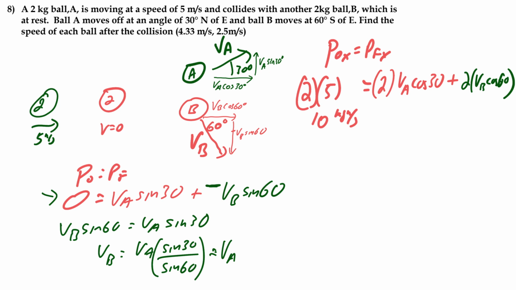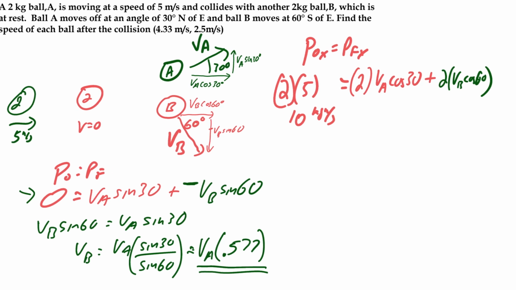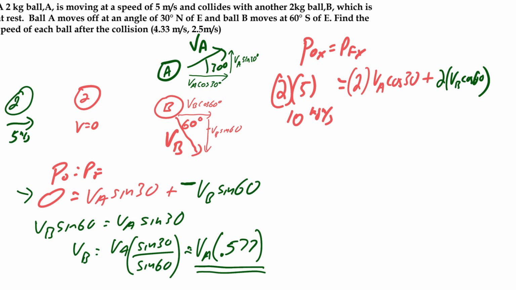So I'll go ahead and do that now. So I get VA times 0.577. You could leave it in terms of sine 30 and sine 60, but sometimes it's easier to remember that's just a number, right? So we can just do the math out on that, and it'll keep things a little bit cleaner as we go. Alright, so let's go ahead and then substitute in there for VB.